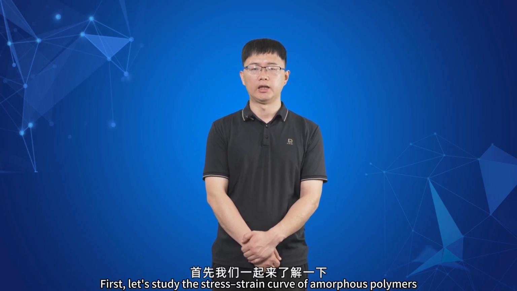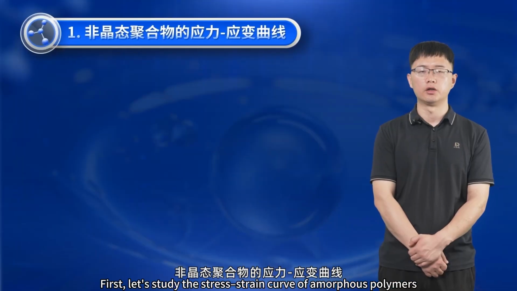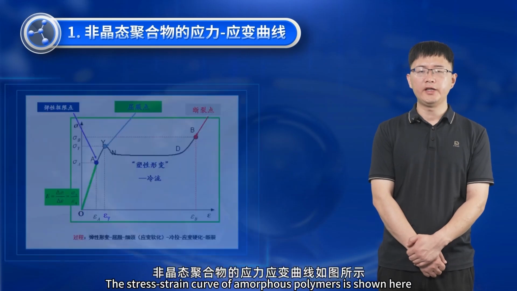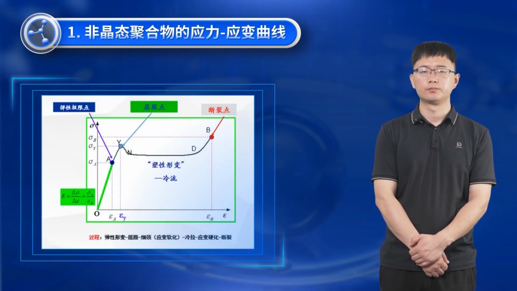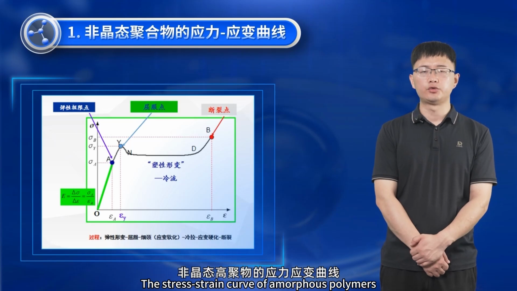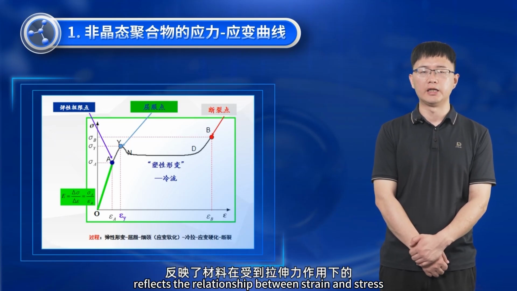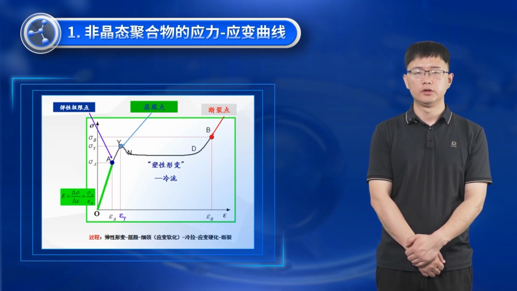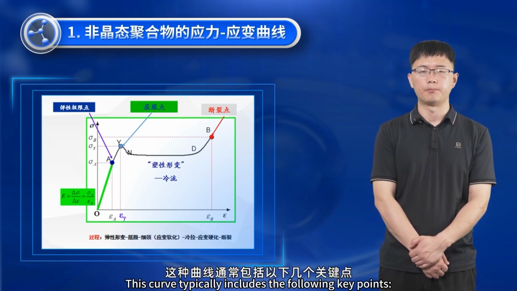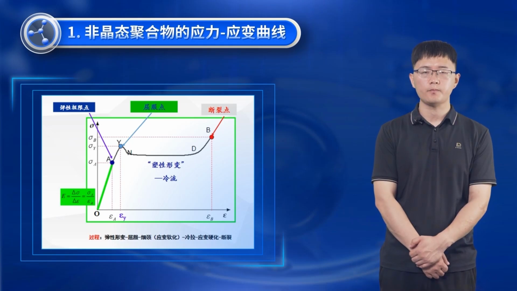First, let's study the stress-strain curve of amorphous polymers. The stress-strain curve of amorphous polymers is shown here. It reflects the relationship between strain and stress when the material is subjected to tensile force. This curve typically includes the following key points.